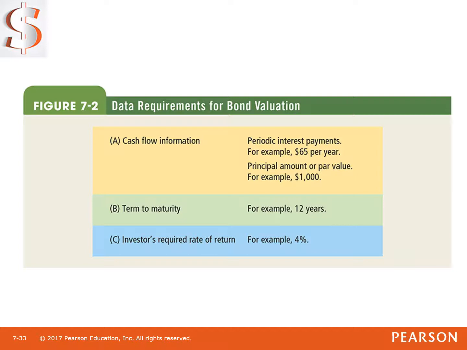Now remember, we calculate that $65 based on the bond's par value and coupon rate or stated rate on the bond. They're also going to receive the principal or par value amount at maturity. In this case, $1,000. How long will this mature? For this example, 12 years. And what's the investor's required rate of return, which is generally the market rate? What everybody else is getting, 4%.